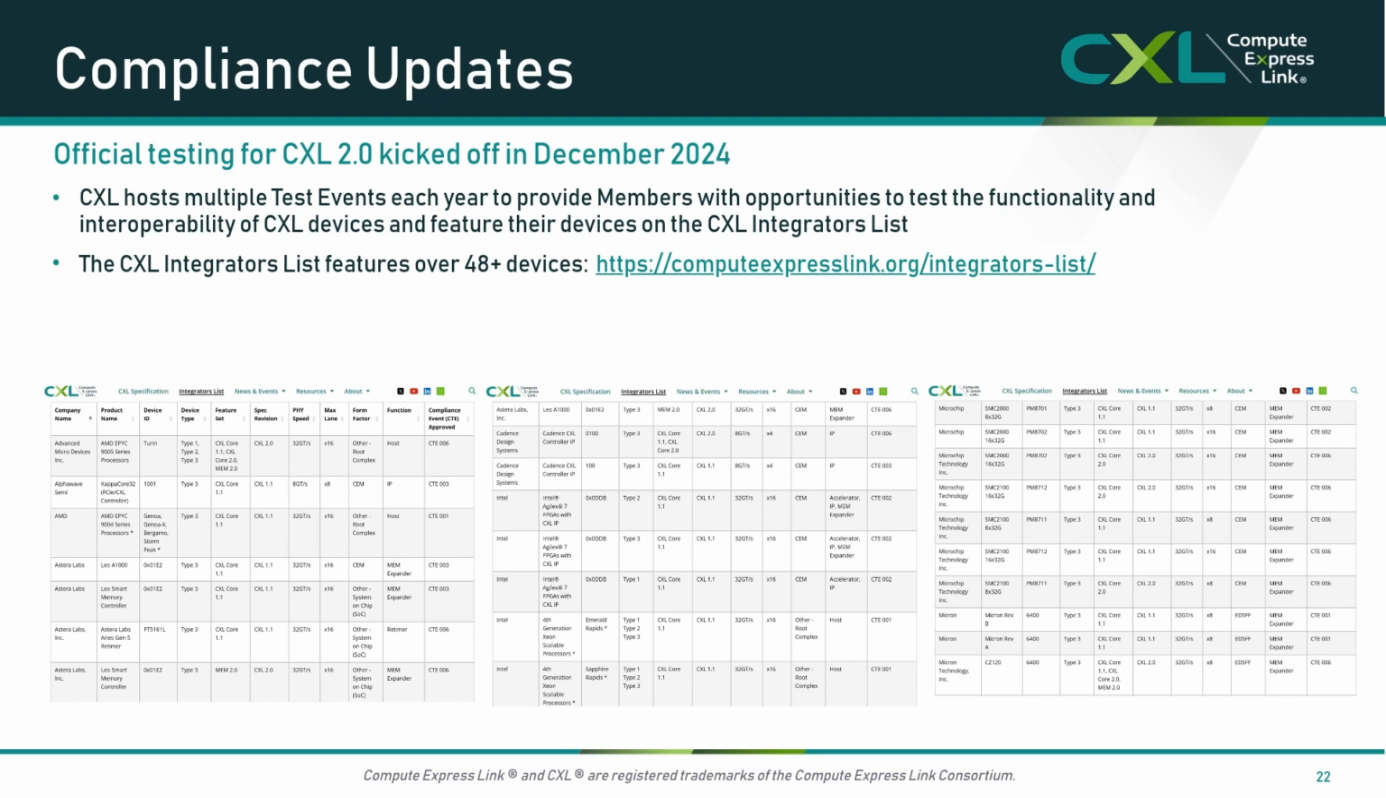This is a critical one. We did start official testing for 2.0 devices in December 2024, just a couple of months ago. We do host test events, so the members can bring in their devices to these events, prove interoperability, and then get listed on the CXL integrator list. The current list is shown here, and I think at last count we had about 48 devices on the list. The snapshot below shows what's out there, but I encourage you to go look at this link and figure out which devices are listed.